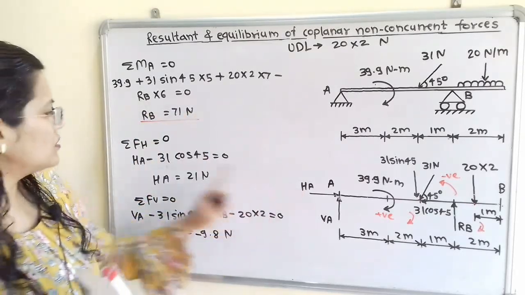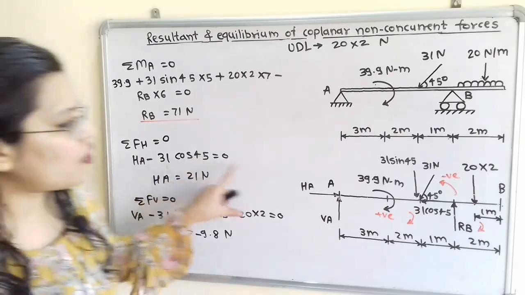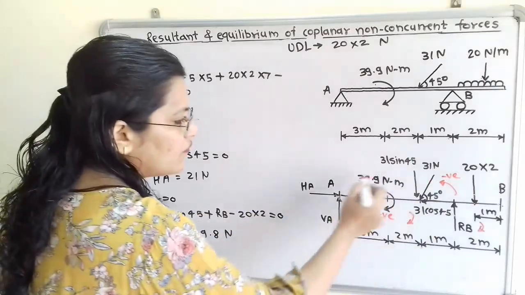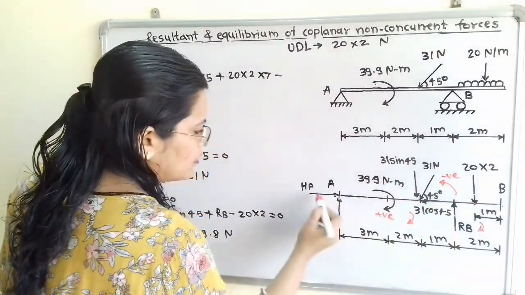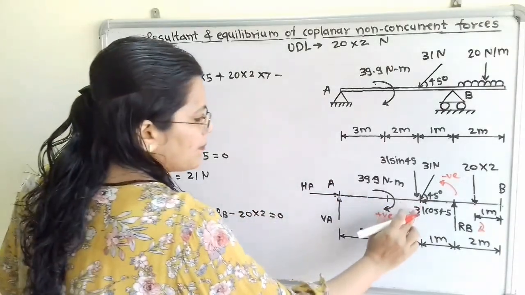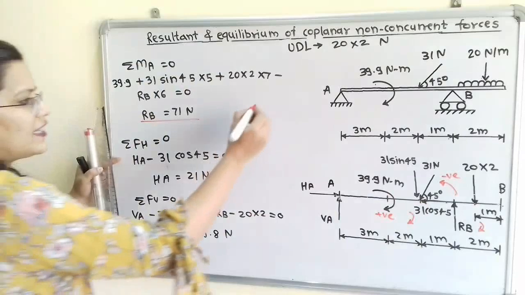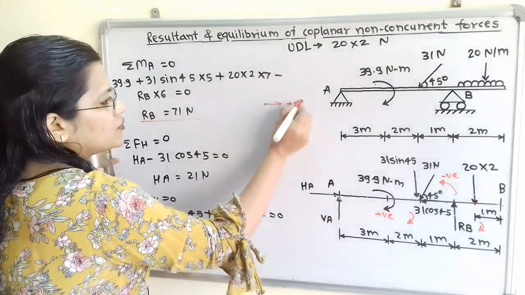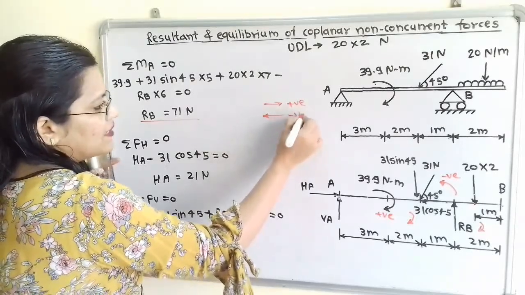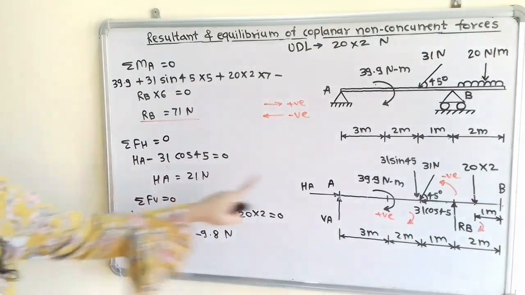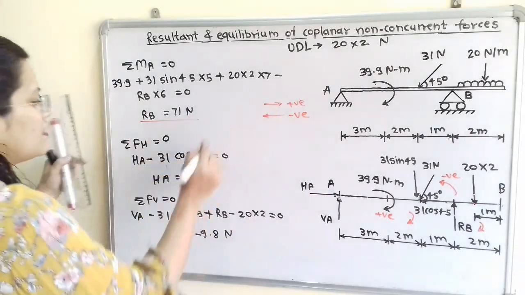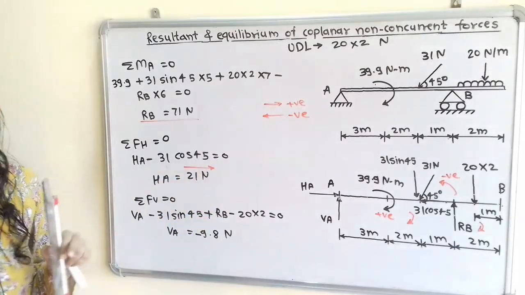Now we will find out HA. So summation of all horizontal forces is equal to 0. So if we observe horizontal forces, that means this horizontal component. So HA, both are in opposite direction. So we will take plus HA minus 31 cos 45. That means for this direction we will use positive sign, and the direction towards left hand side we will use negative sign. So HA value when we calculate, it is plus 21 Newton. So for positive sign, direction of HA is this.